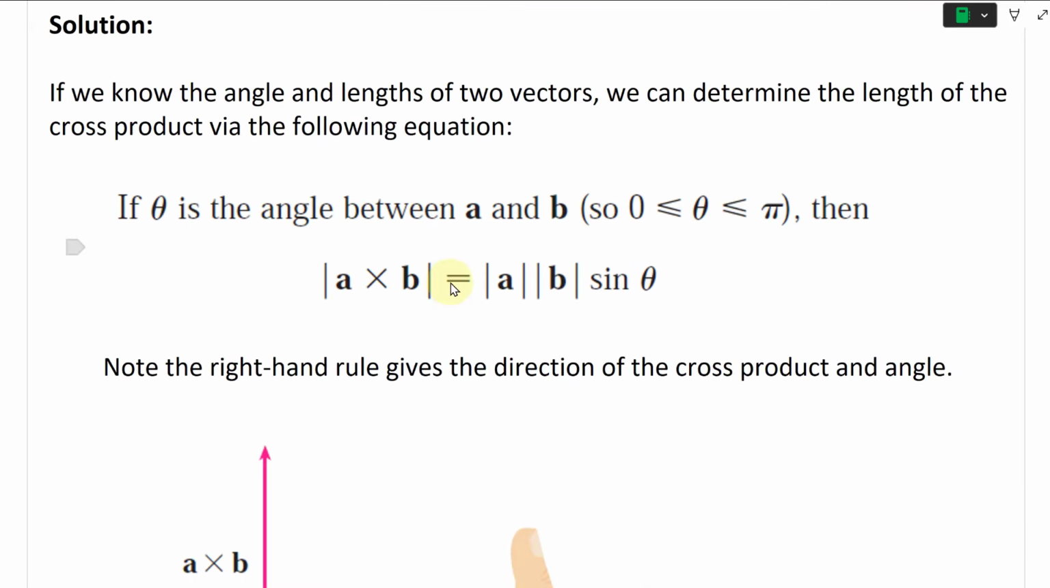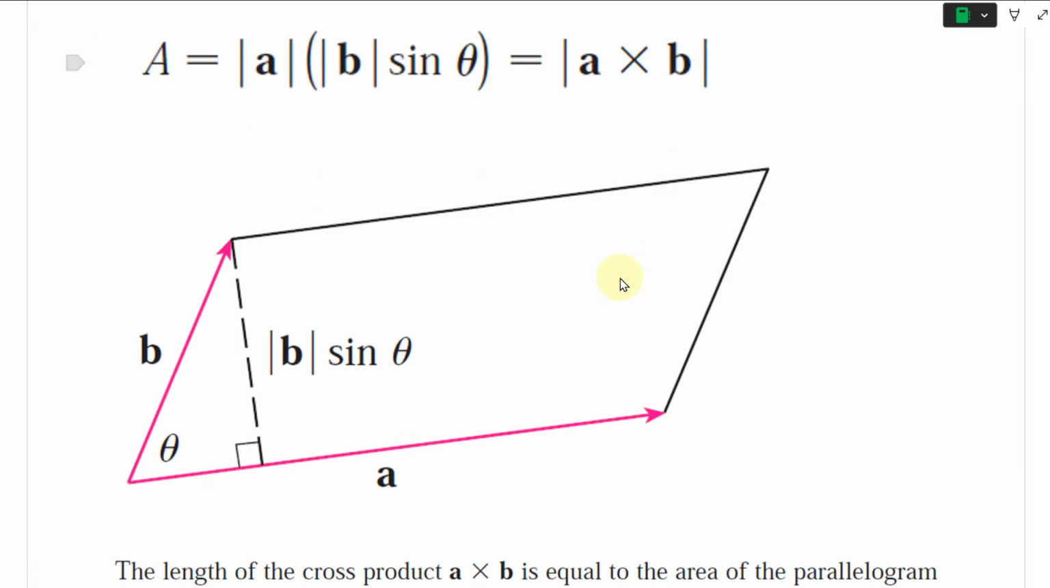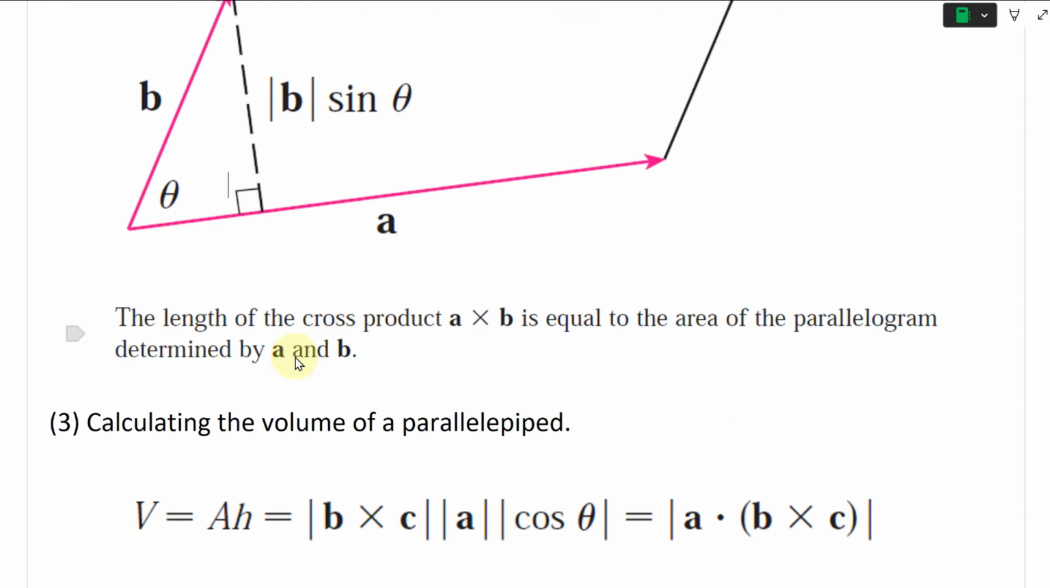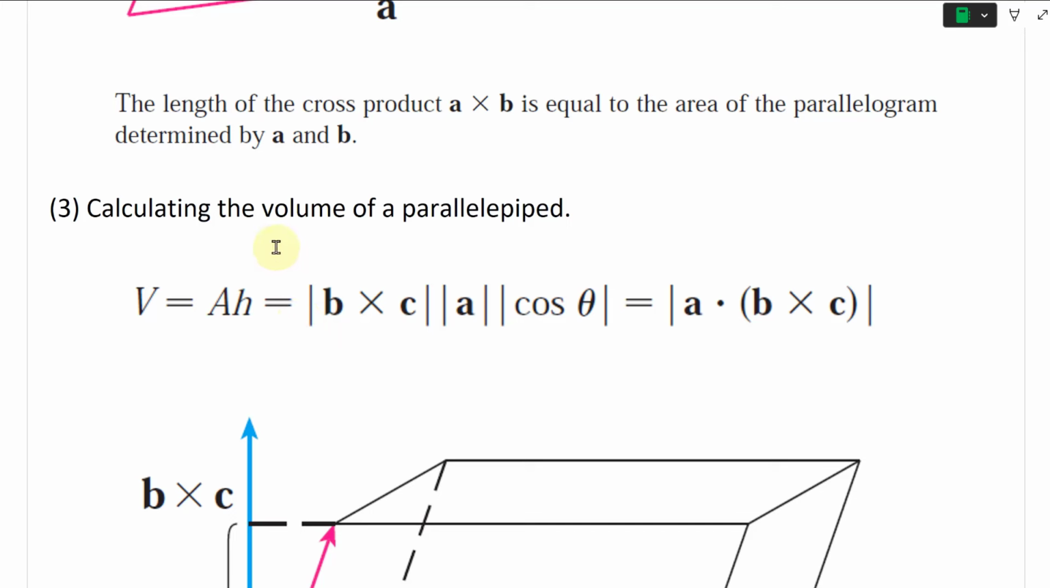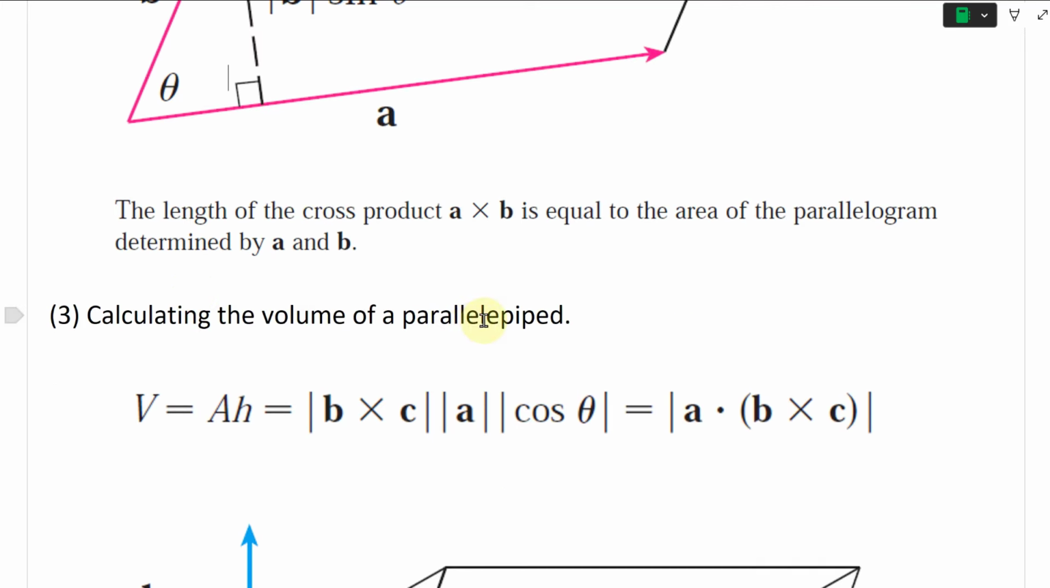So the length of A cross B is just equal to the length of A times the length of B times sine theta. So in other words, that's the cross product and the length of the cross product. That's epic stuff. The length of the cross product, A cross B, is equal to the area of the parallelogram determined by A and B. And also, the next use is, similarly in 3D, calculating the volume of a parallelepiped.